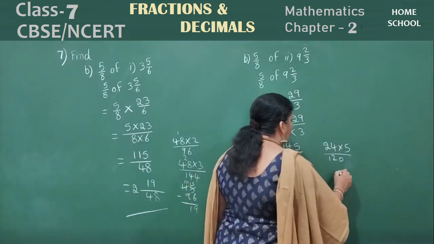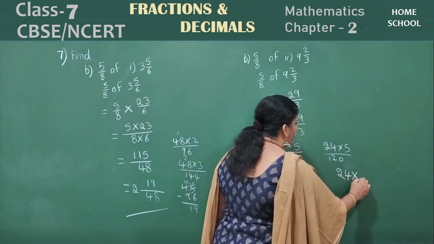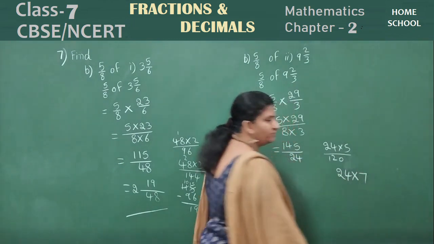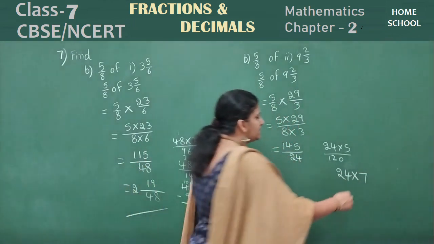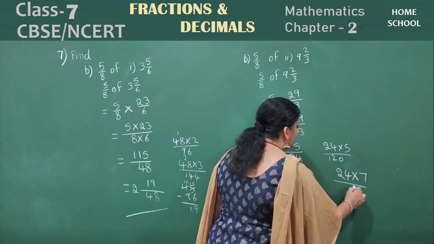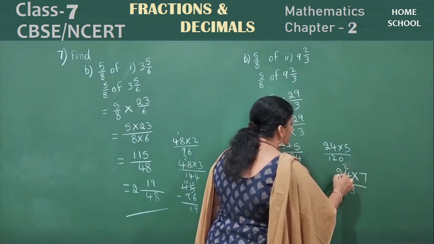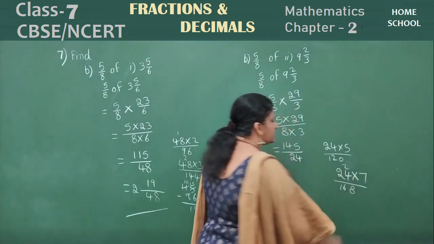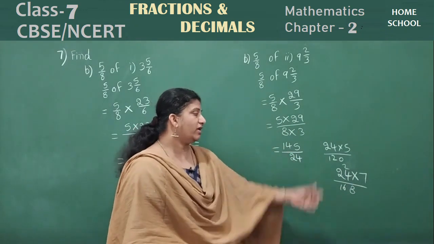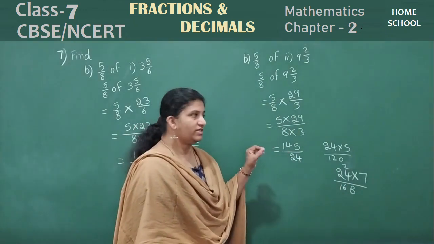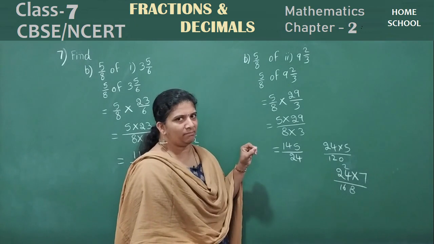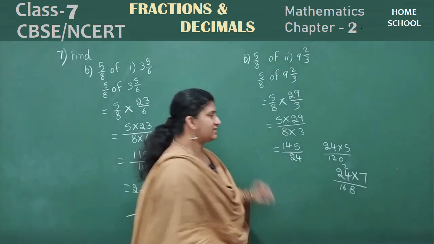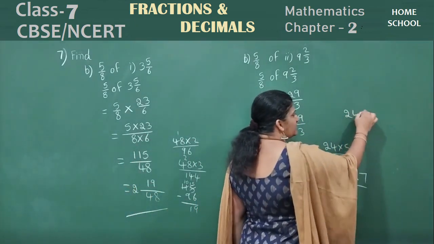So let me go with 24 sevens. 7 fours are 28, 7 twos are 14, plus 2 will be 16. Oh, it's more than 145. So let's go with the middle number. What is that middle number? 24 sixes.